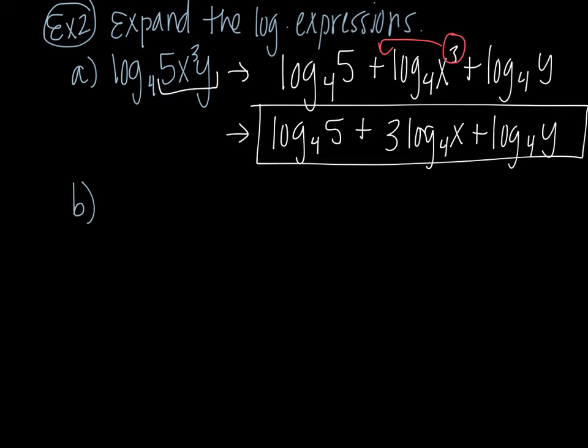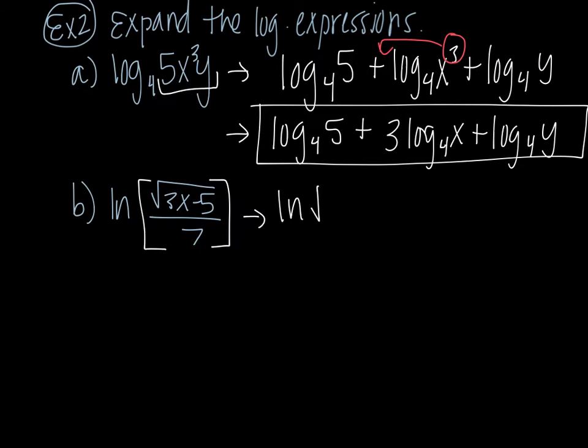Let's try another one. Let's say that you have the natural log of the square root of 3x minus 5, all over 7. Once again, natural logs are logarithms. They just happen to have a base of e, so all of the rules stay the same. I notice this time that I have a quotient happening. I know that means I'm going to be subtracting. So it's going to be the natural log of the square root of 3x minus 5 minus the natural log of 7.